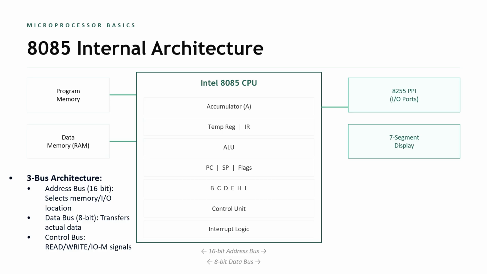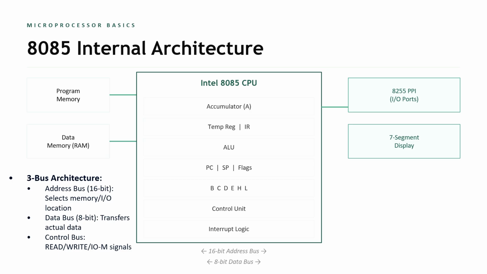On the left, the CPU connects to program memory, where our assembly code is stored, and data memory, the RAM, where the data is written and read. On the right, the CPU connects to the 8255 PPI chip through the data bus. The 8255 then drives a 7-segment display.